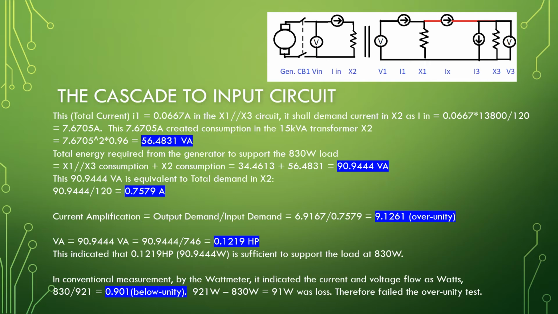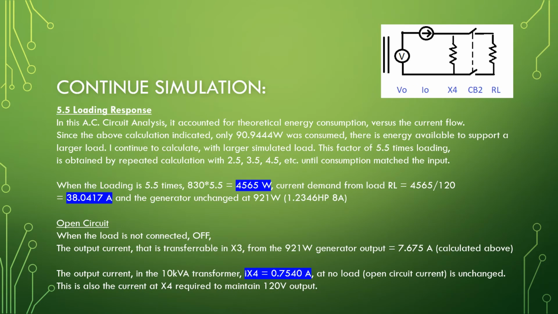830 divided by 921 equal to 0.901 below unity. 921 minus 830 watt equal to 91 watt was lost, therefore failed the over-unity test. Continue simulation. 5.5 loading response.